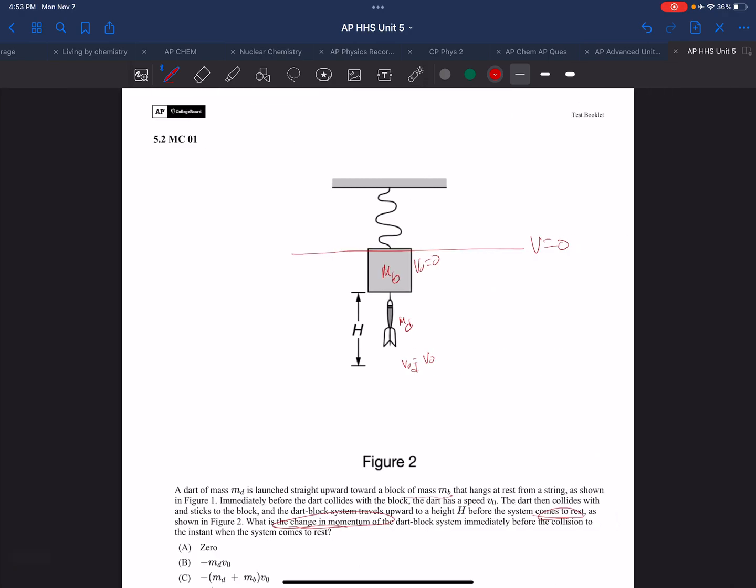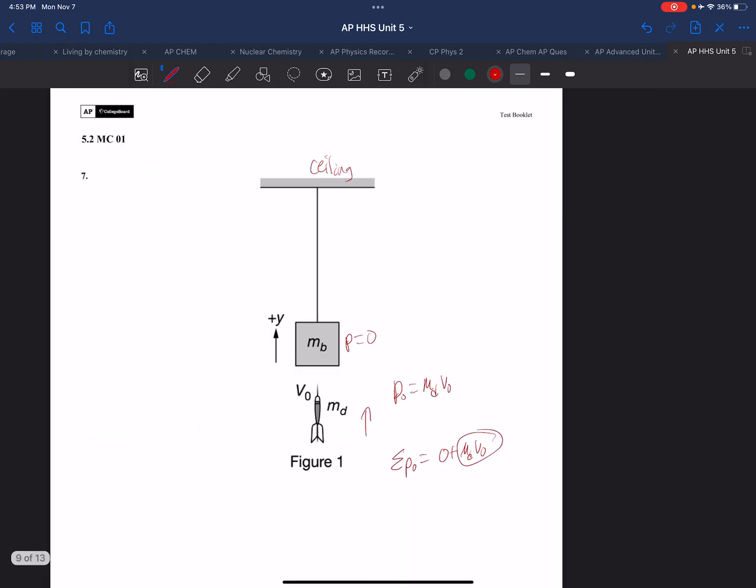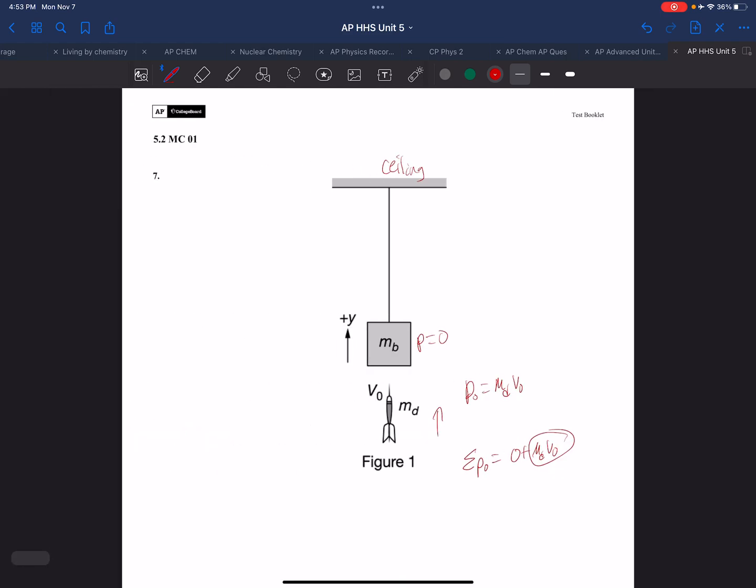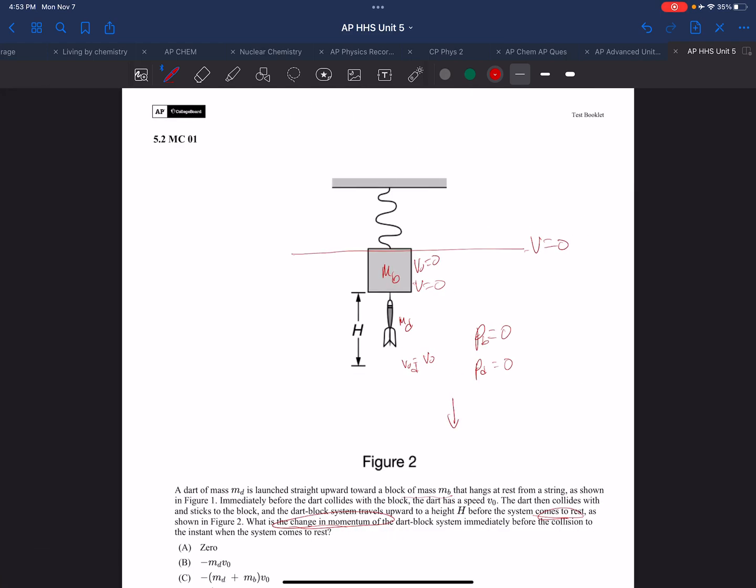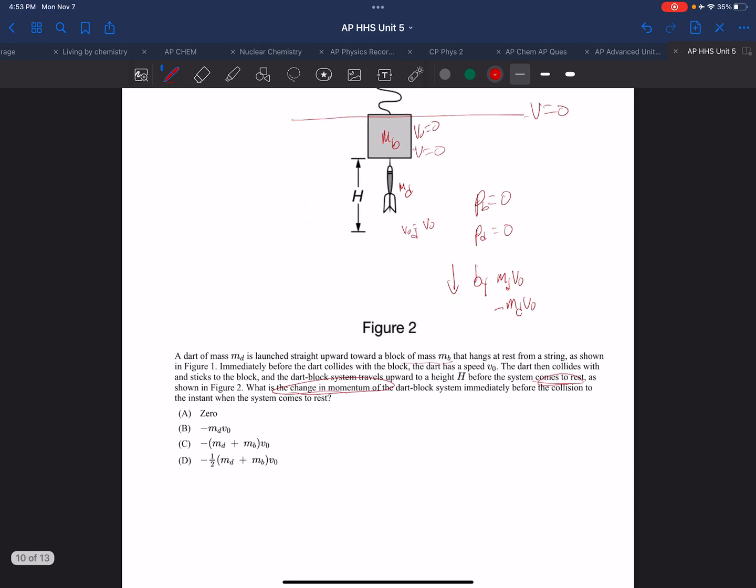And if we look at the momentum afterward, it's going to be the momentum of the block, which has a velocity of 0. It says it stops at the top. And the momentum of the dart is 0. So the change in momentum of this system, it now has 0 when it's at the top. It did have mdv0. So it decreased by mdv0, or it's a negative mdv0. Choice B.